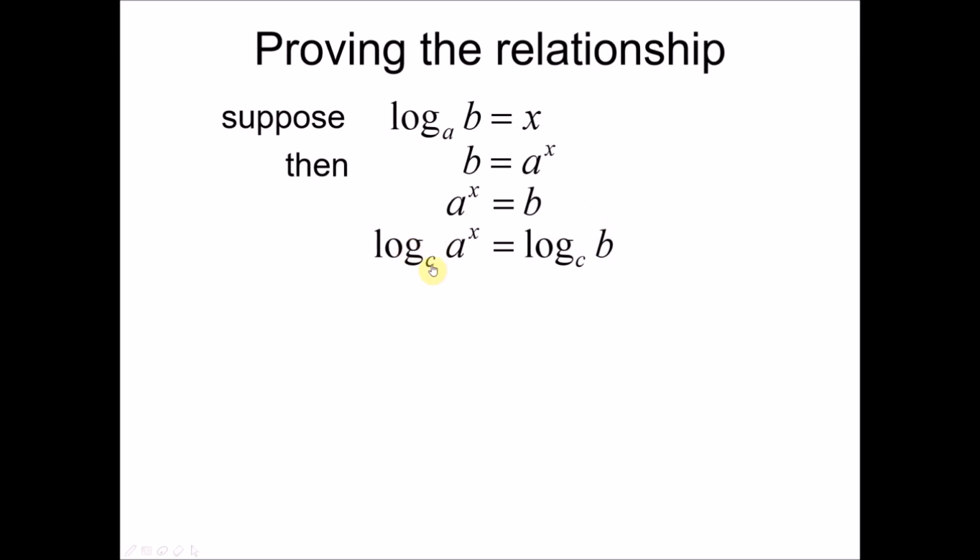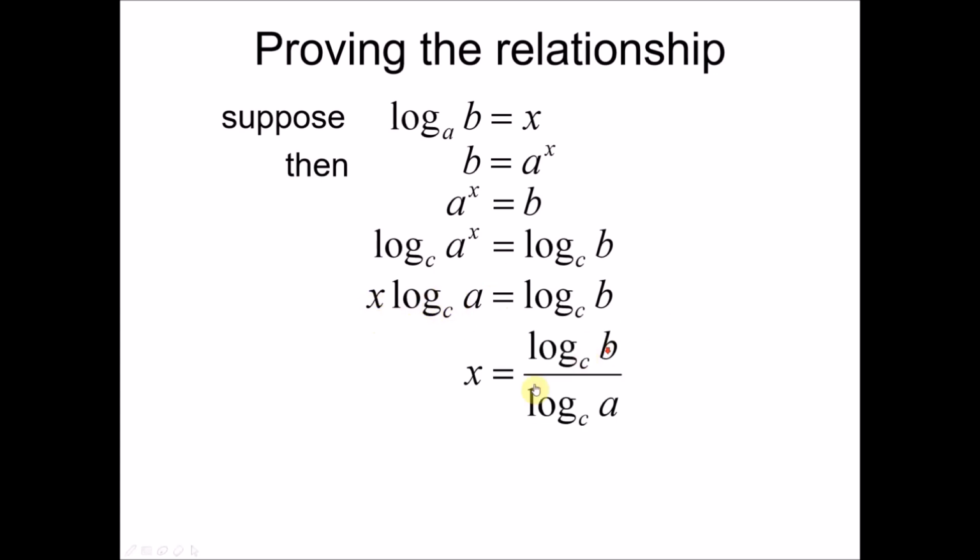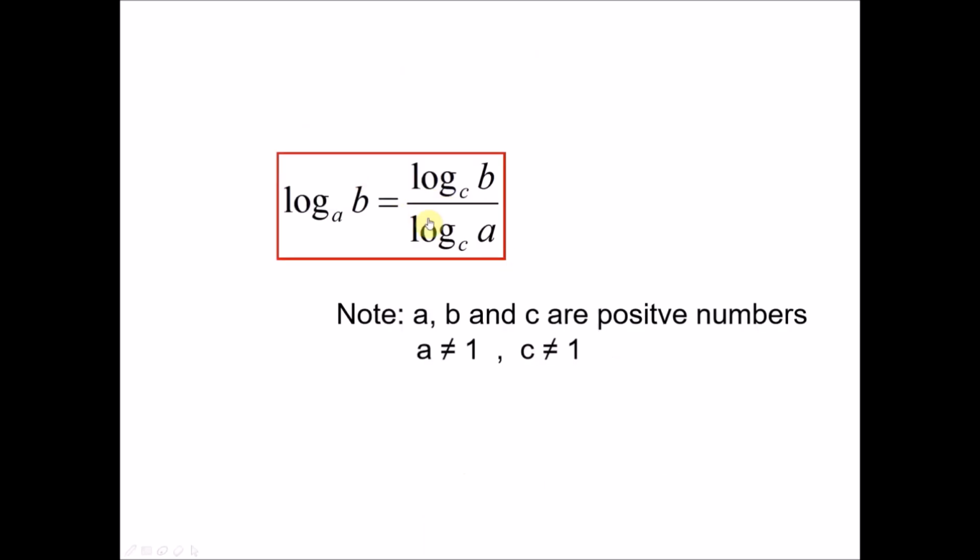Okay, so we have a log of base c, log of base c here. And according to the power law, I can move the x to the front, so the x will be here. Then I can bring log base c of a to the right hand side to find the value of x. So x equals to log base c of b over log base c of a. And remember, x here is this x, which is log base a of b. So I rewrite this again. I get log base a of b equals to this. So the relationship has been proven. Okay, so that is how we get this formula.